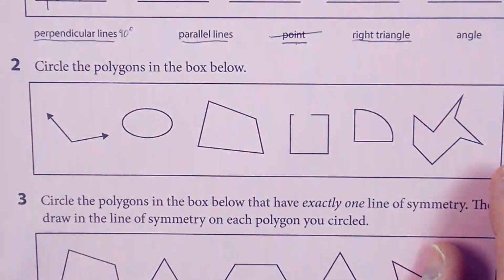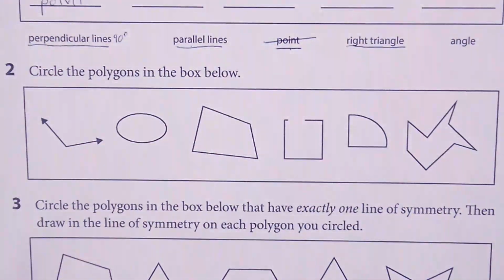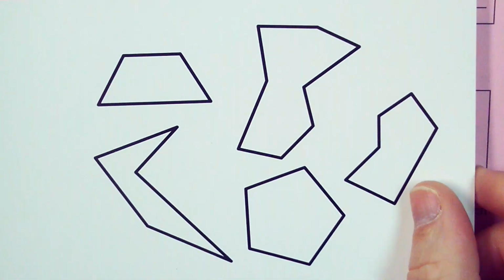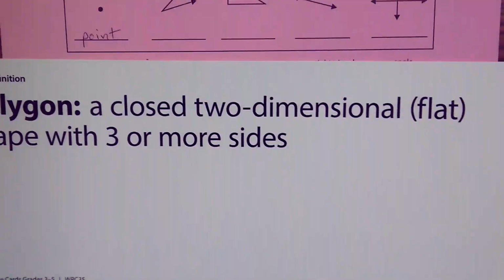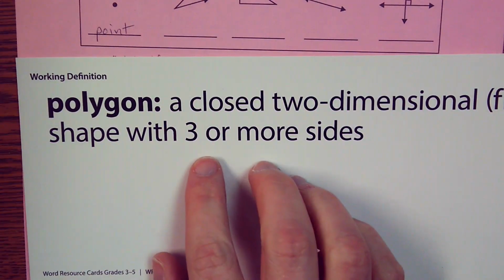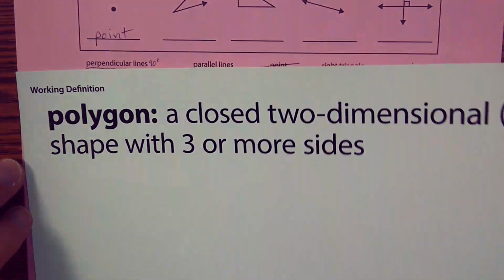Okay, circling the polygons in the box below. Let's see, I do have a nice definition of it here that we might as well look at. Ooh, it's kind of stuck though. Okay, here we go. So I've got my polygon vocab card here. Here's some good examples. And it does say a closed two-dimensional, that means flat, right, shape with three or more sides.